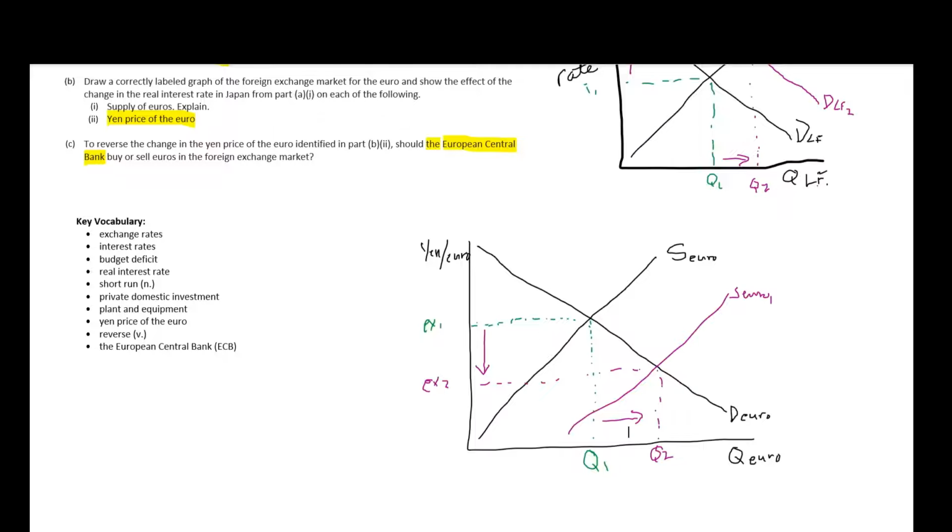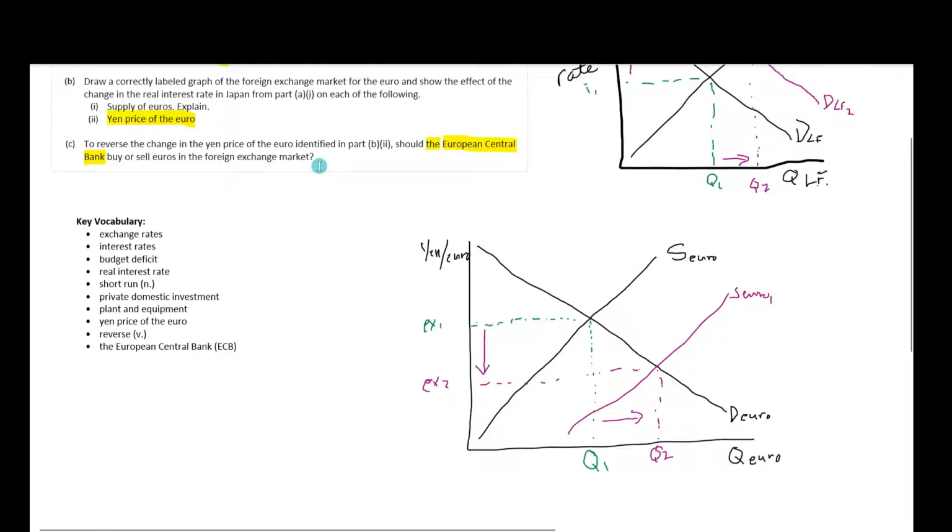Let's look at part C. Part C asks us, what should the European Central Bank, the ECB, do? Should it buy or sell euros in the foreign exchange market, the forex market? Okay, well, we know what happened to the yen price of the euro. We know that the euro has depreciated. It has lost value. So how can the European Central Bank respond to this if they wish to return to the original exchange rate? Okay, so they only give us two choices here. Are they going to buy euros or sell euros?